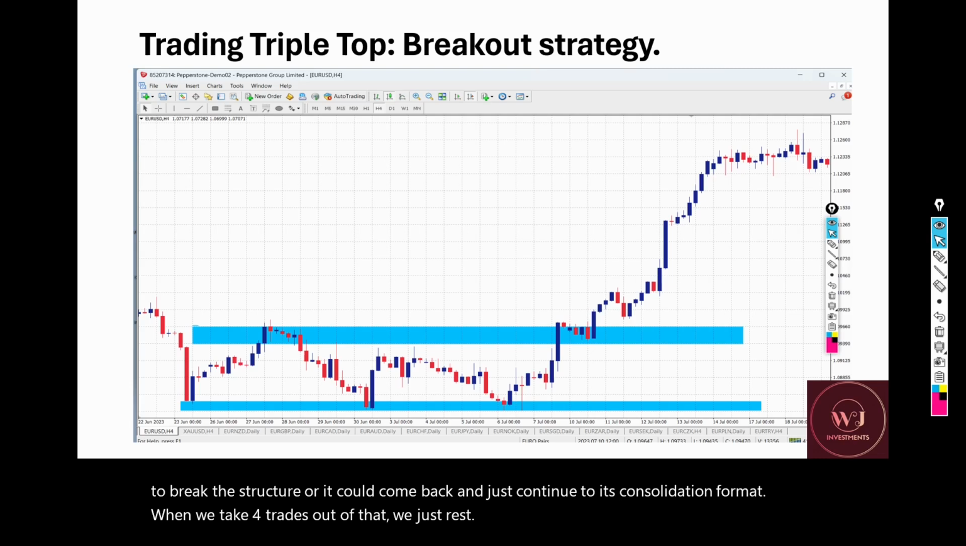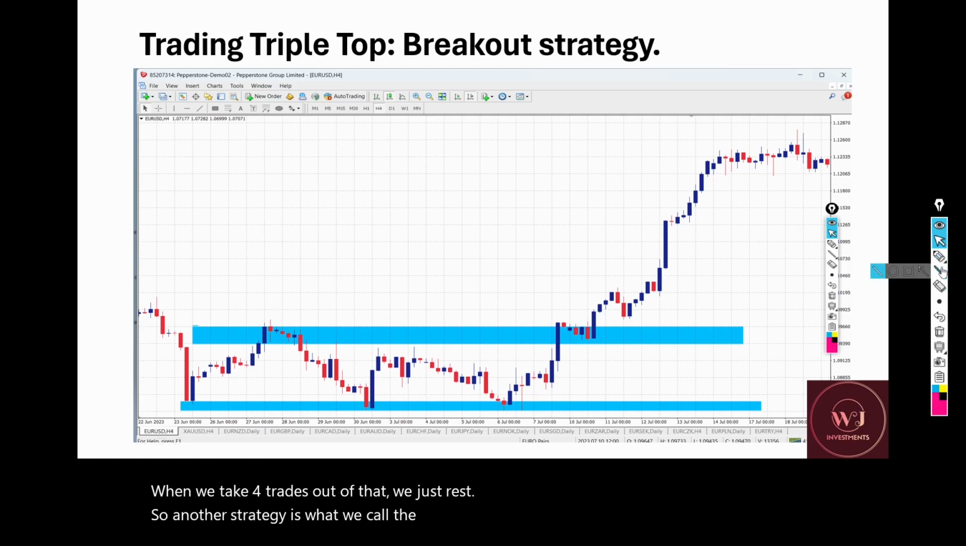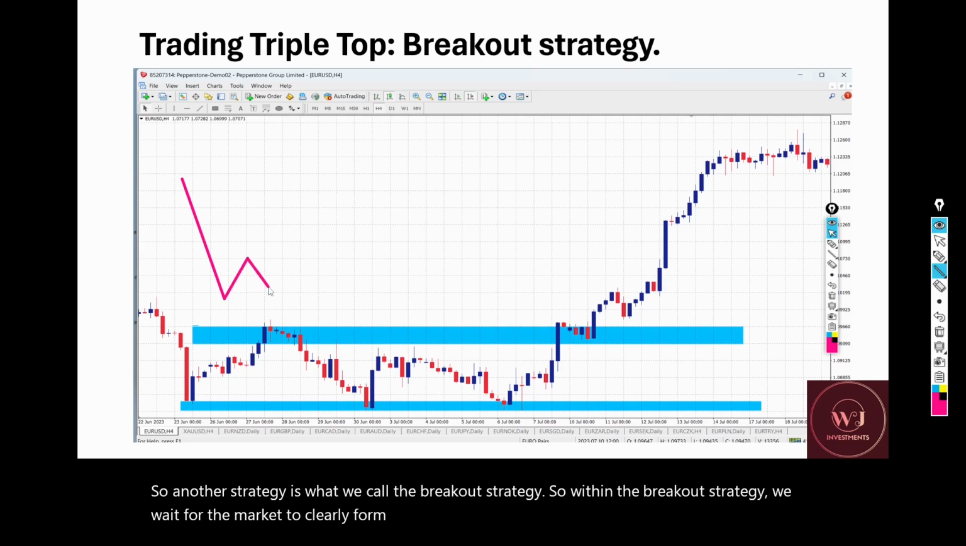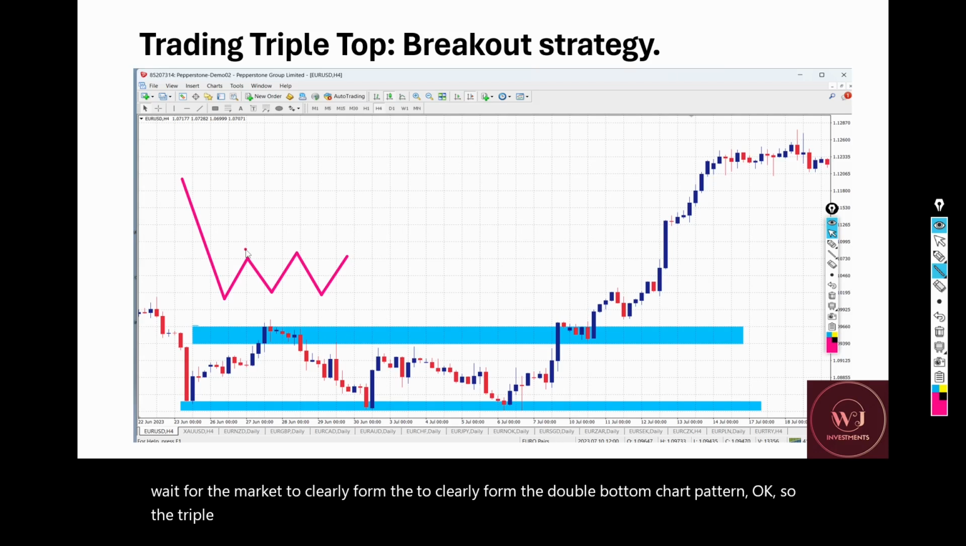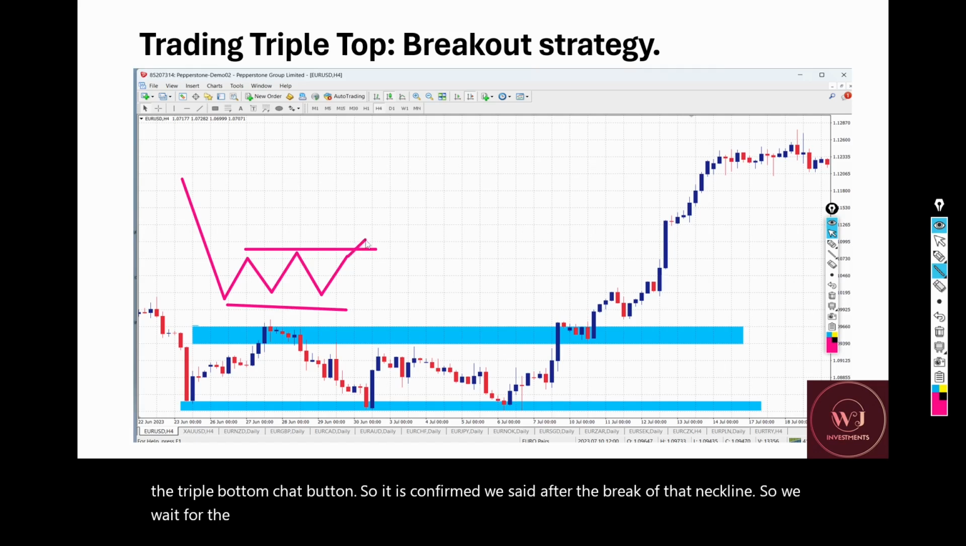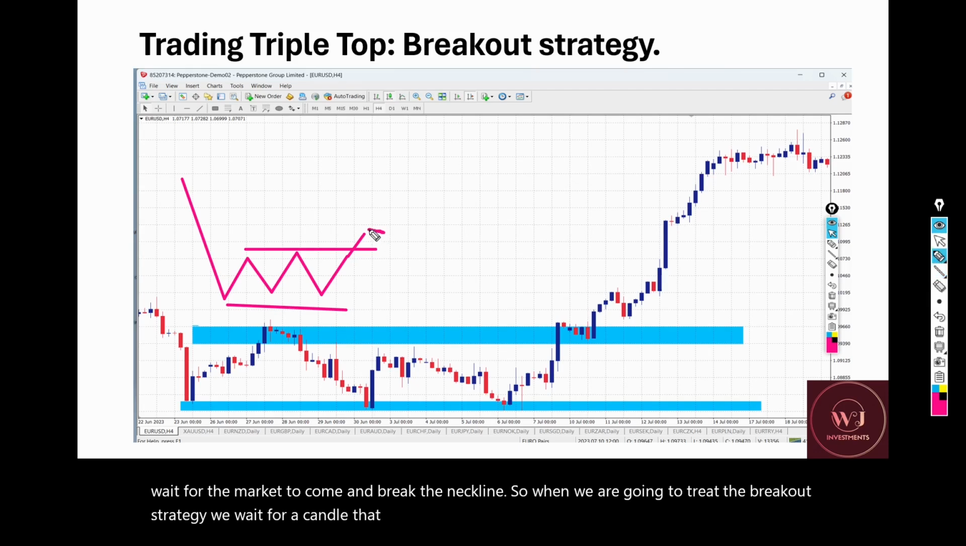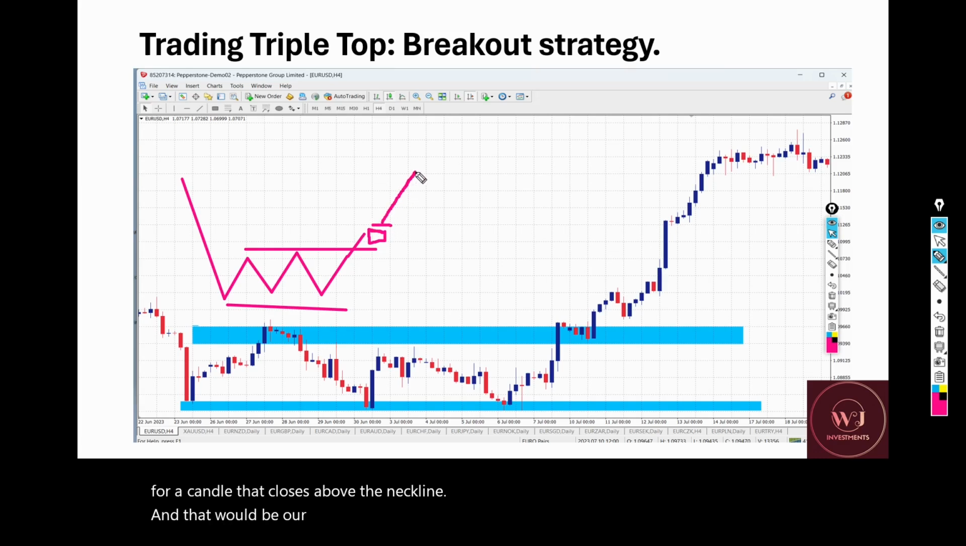So another strategy is what we call the breakout strategy. Within the breakout strategy, we wait for the market to clearly form the triple bottom chart pattern. It is confirmed, as we said, after the break of that neckline. So we wait for the market to come and break the neckline. When we are going to trade the breakout strategy, we wait for a candle that closes entirely above the neckline, and that would be our entry candle to catch the wave up.